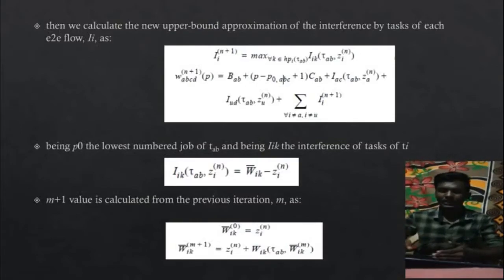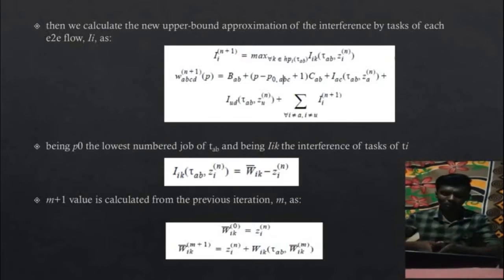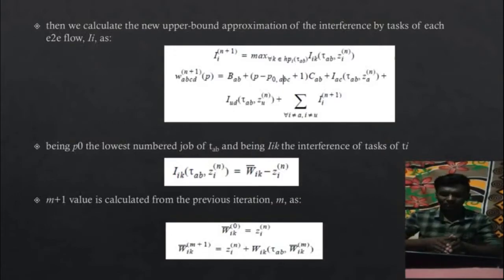So I_ud of tau_ab is equal to the summation for all i, where we need to calculate I to the power n plus 1. Then we keep p_0 as the lowest numbered job for Tab. So I_ik of Tab comma Z_i is equal to W bar ik minus Z_i to the power n. Then the (n+1)th value is calculated from the previous value. So W bar ik equals Z_i, then W bar ik of n plus 1 equals Z_i, where the previous value is Z_i of n.